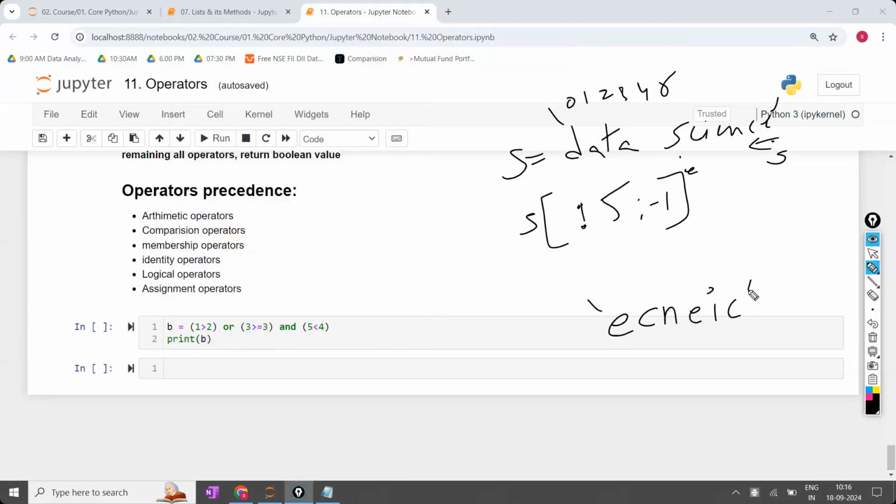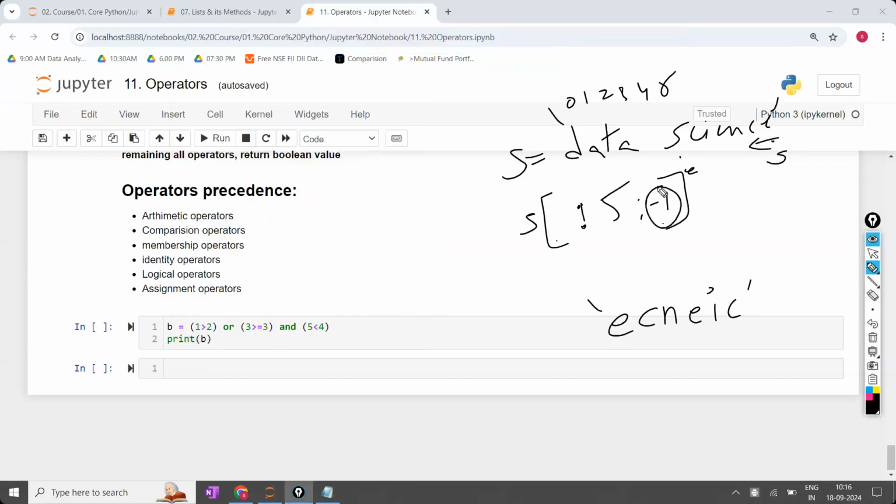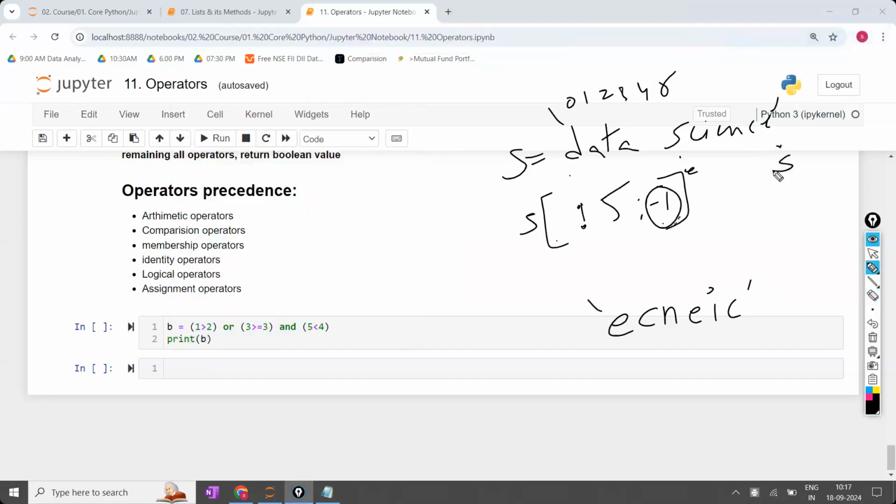Just write the starting point. Starting point will be decided based on the direction here. Starting point is not 0. Starting point for negative indexing is this one. Is the point clear now? Abhisa.